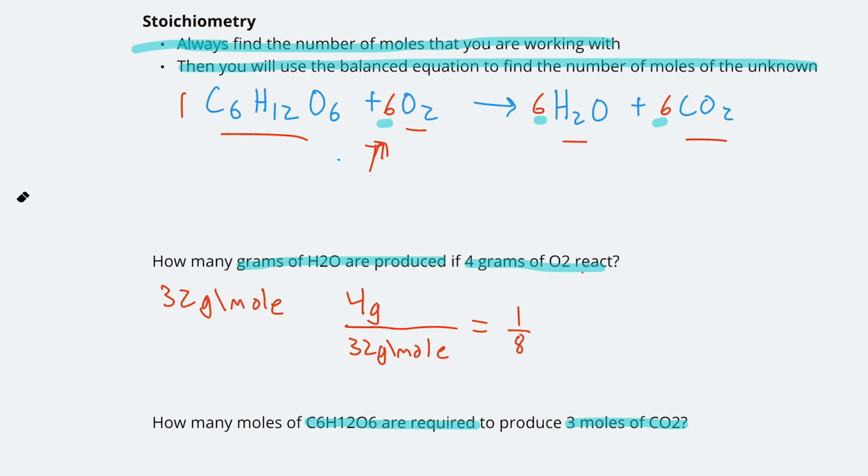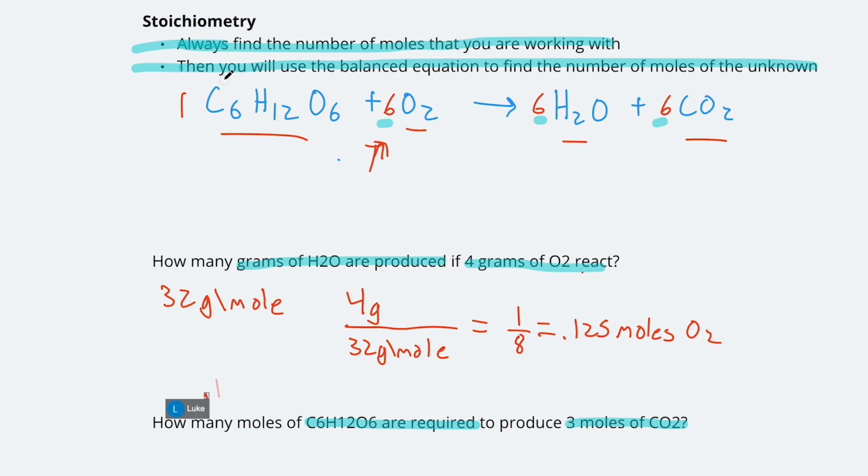And the way I would think about this is 1/8 is half of 1/4. So half of 1/4 equals 0.125. So we have 0.125 moles of O2. Now we follow the second point that we made. We're going to use the balanced equation to figure out how many moles of H2O we're working with.